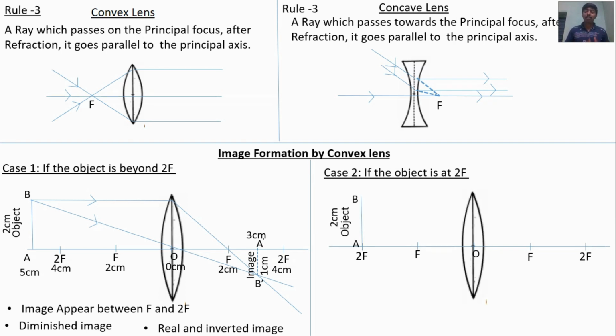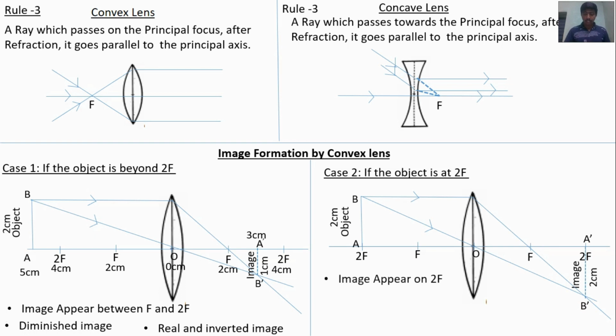The object is present at 2F, and the length of the object is 2 cm. Okay, just apply rule 1 and rule 2. The two rays meet at this point on 2F. The length of the image is the same as the object, 2 cm.